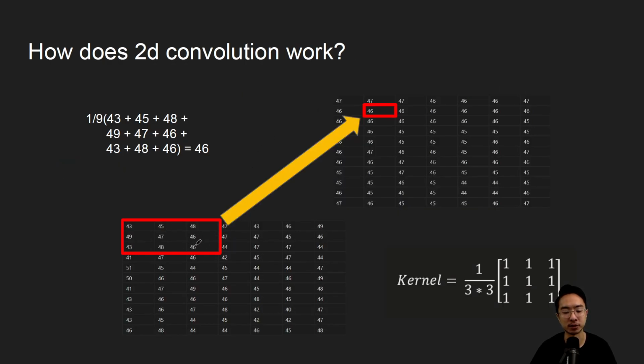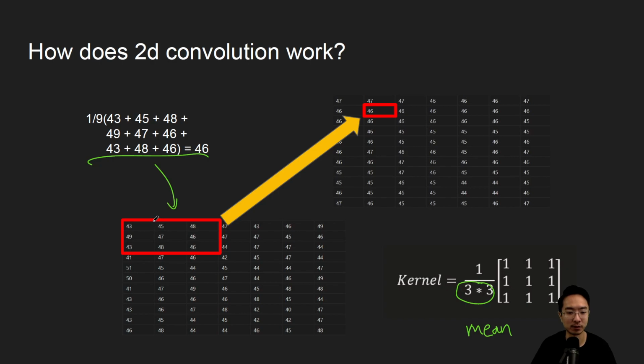So how does 2D convolution work? We showed this picture earlier. The way this works is we have a kernel. In this case, we have a kernel that is all ones and divided by 9, or 3 times 3, which counts how many ones are in here, and that will essentially give us our mean. So this is actually a mean filtering or average filtering. What this does is add up all the numbers inside this box here, and then divide by 9, which will give us 46.